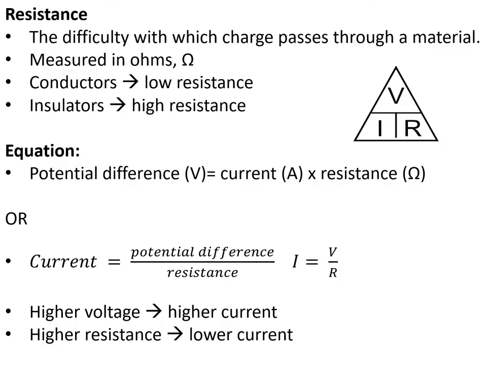Okay, resistance is the final piece of our electricity puzzle. So resistance is the difficulty with which charge passes through a material. It's a property of materials, and different materials have different levels of resistance. The units of resistance are ohms. Note the symbol, it's that upside down horseshoe looking thing. That is actually the Greek letter omega.